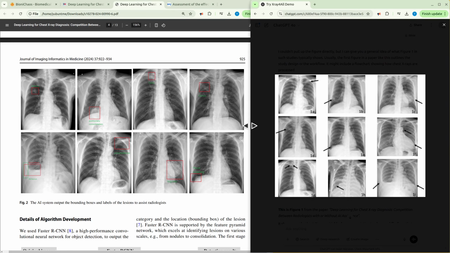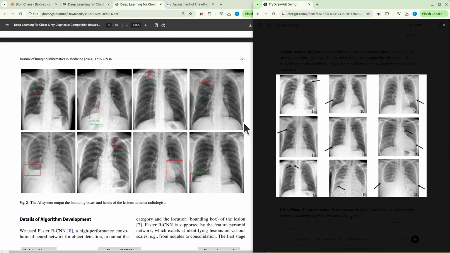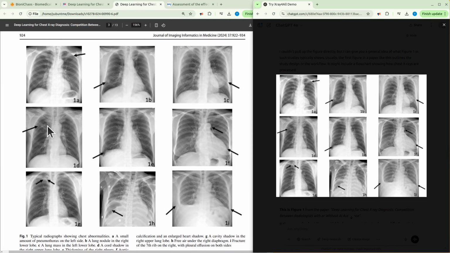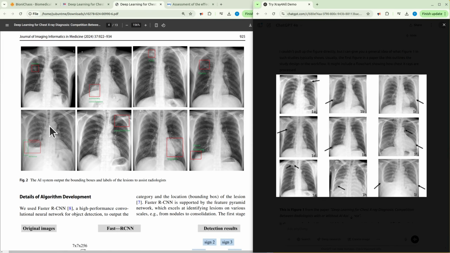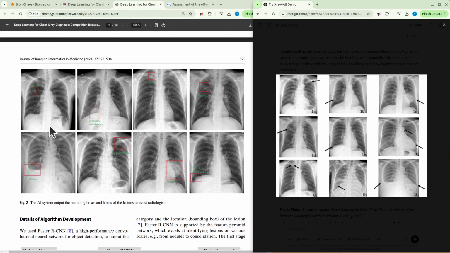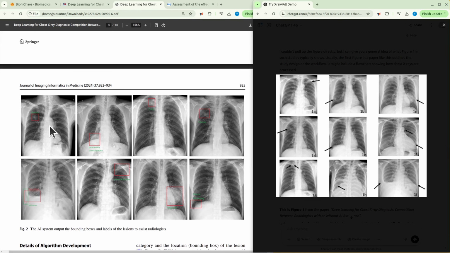A, the AI marks a small box and labels it pneumothorax on the left side. B, the AI highlights and labels the lung nodule in the right lower lobe. C, a box around the pneumothorax in the left lower lobe. D, the AI labels the cord shadow in the right upper lung lobe. E, the AI detects pleural thickening on the right side. F, highlights aortic calcification and an enlarged heart. G, marks the cavity in the right upper lung lobe. H, labels free air under the right diaphragm, pneumoperitoneum. I, identifies the rib fracture on the right side and pleural effusion on both sides.